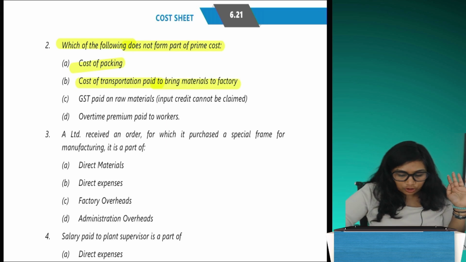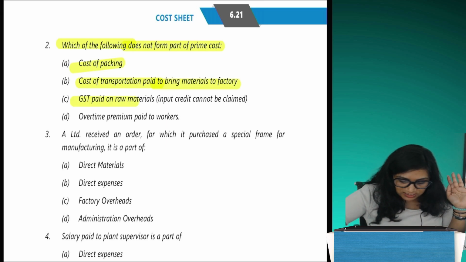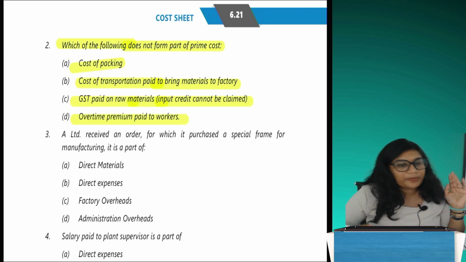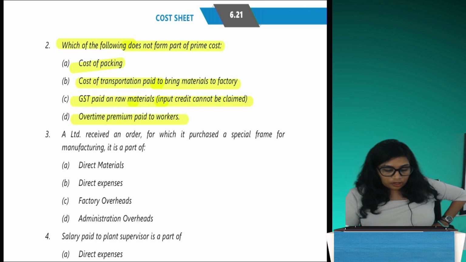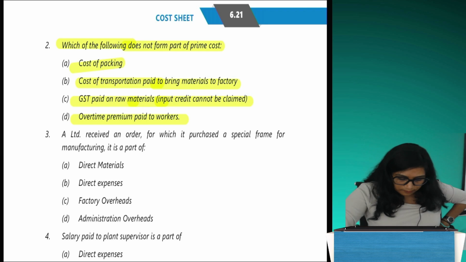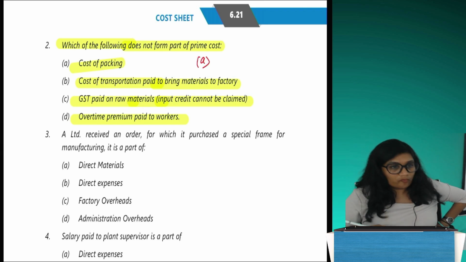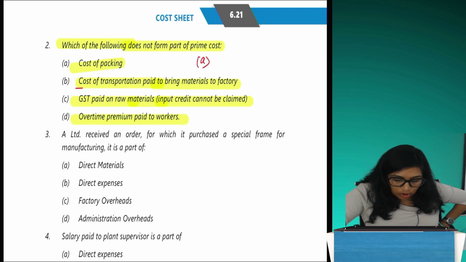Incidental expenses. So we had opening stock of raw materials plus purchases plus expenses incidental in bringing raw materials to stores basically. So this will form part of prime cost. So this cannot be the answer. Then there is GST paid on raw materials. What did we discuss for GST? If ITC is available, then I'm paying and taking credit later, so it's not a cost to me. But here what have they said? Input credit cannot be claimed, which means this becomes a cost, which means this is part of my prime cost. So this cannot be the answer.